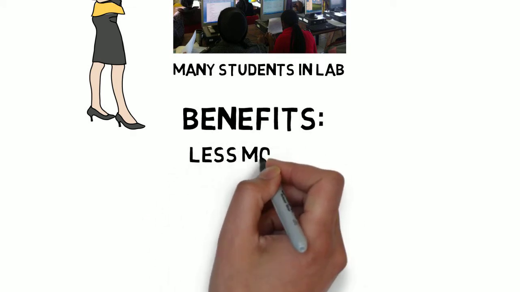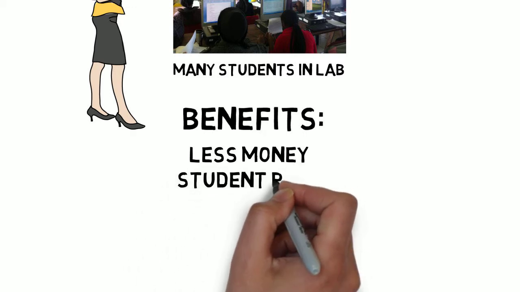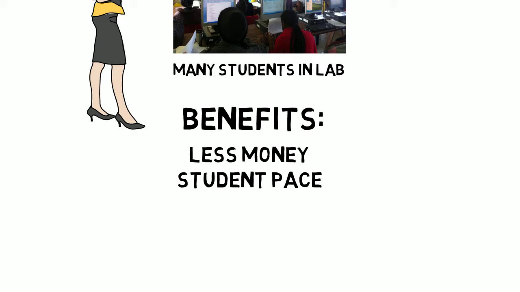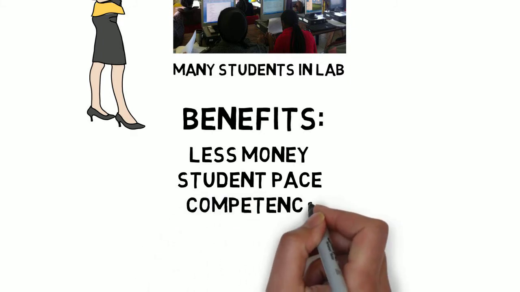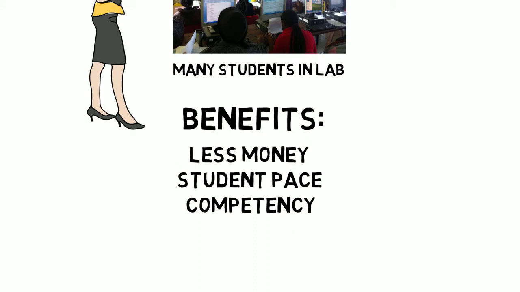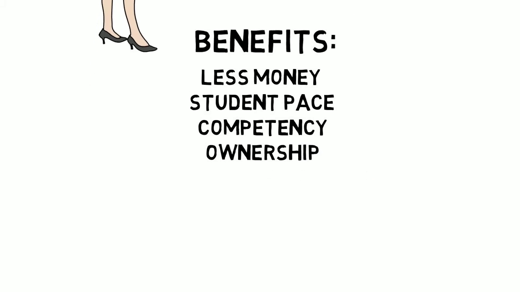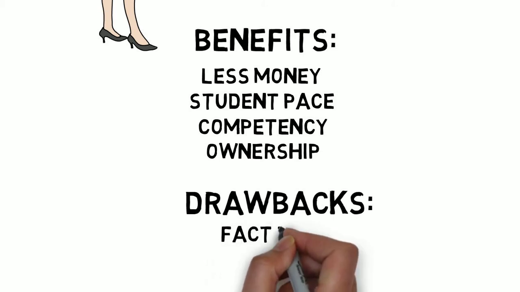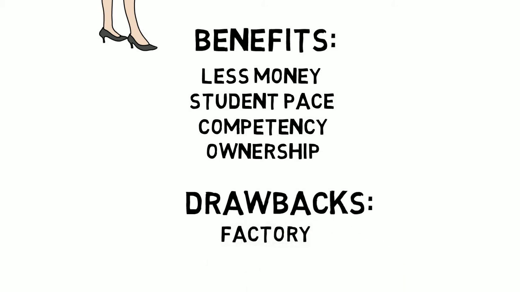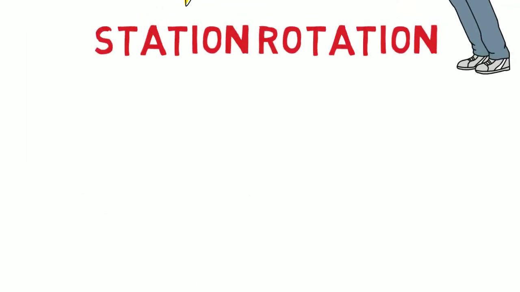Number one, it can be less expensive for schools because of the high student to teacher ratio. Students can work at their own pace. Classwork is available 24 hours a day, 7 days a week. Students are required to demonstrate competency before moving on to the next lesson, and students have to take ownership for their learning. Now, some drawbacks: it does have a factory-like feeling, just cranking out students. Students do get very little teacher interaction, and students get almost zero peer-to-peer interaction.